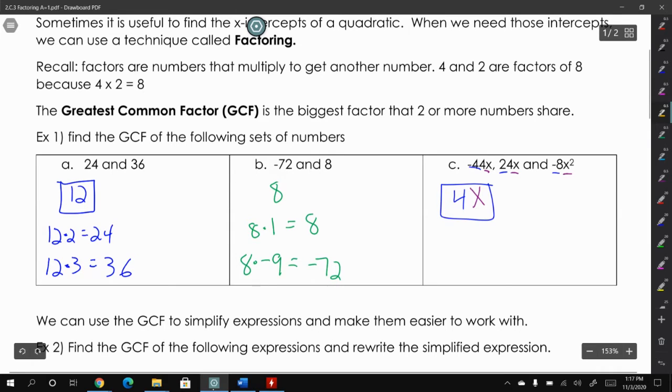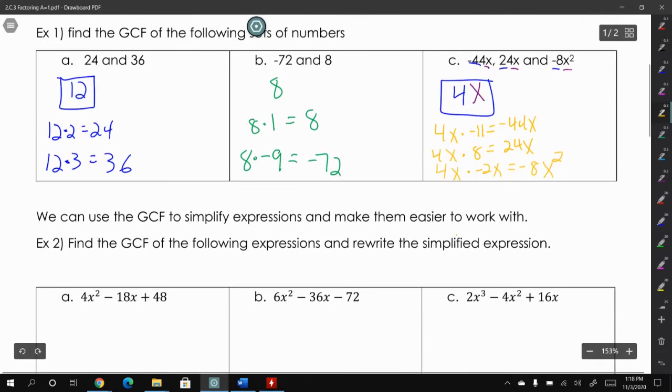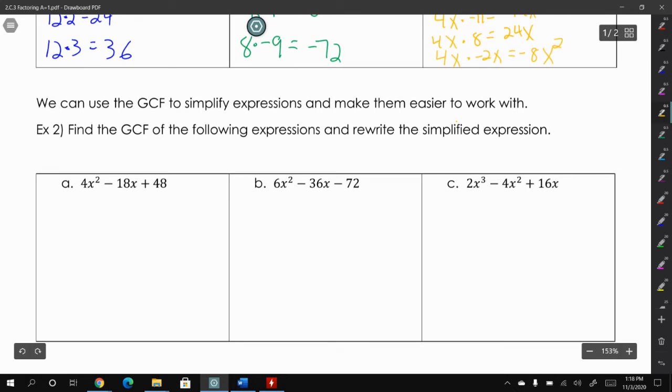And you can do 4x times negative 11 gives you negative 44x. 4x times 6 gives you 24x. And 4x times negative 2x gives you negative 8x squared. So we can have letters as part of our GCF. We can also use the GCF to simplify expressions or equations to make them easier to work with.